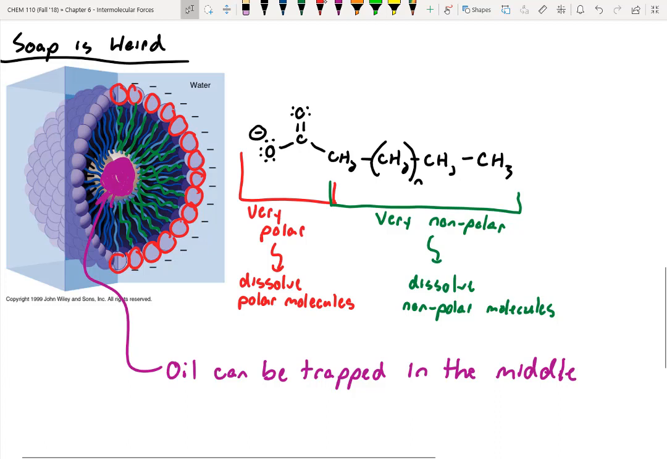There's other soap too, where instead of having this sort of group on the end, you've got sulfur and some oxygens off of there. So if you look on your soap containers at home, it might say something like sodium lauryl sulfate. That's a different type of soap, but same idea. You've got a charged region on one end, typically anionic, and then a nonpolar tail coming off.